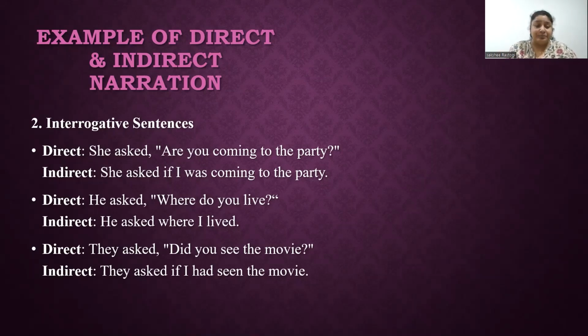For example, in direct sentences, she asked, "Are you coming?" This is the interrogative statement. Indirect, she asked if I was coming. Direct, he asked, "Where do you live?" In indirect statements, he asked where I live. In direct statements, they ask, "Did you see the movie?" In indirect statements, they ask if I had seen the movie. So these are the statements which come under the interrogative statements.